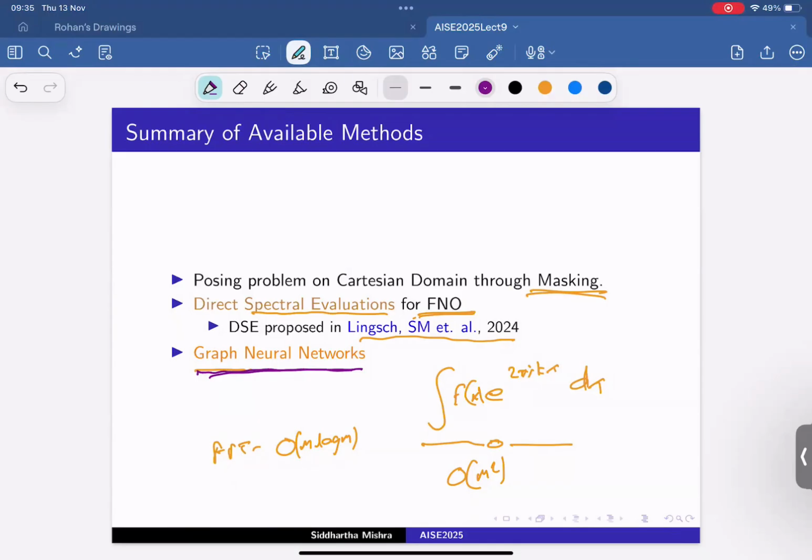Okay, so next lecture, the first half is on graph neural networks. The second half is on a combination of graphs and transformers that solve some of the problems of graph neural networks.